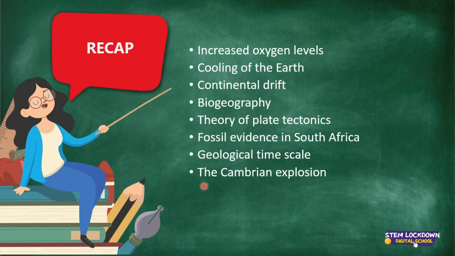And lastly, we covered the Cambrian explosion. The Cambrian explosion is a period whereby animals exploded, meaning they developed in a short period of time, and scientists were amazed by this. So we humans also fall under this period, because we appeared at the end of it.